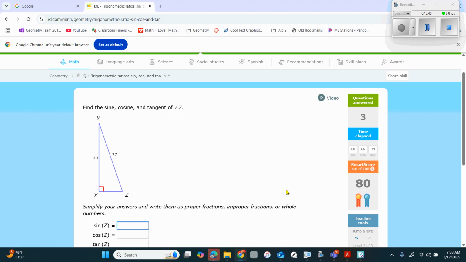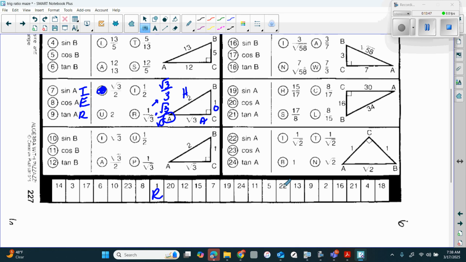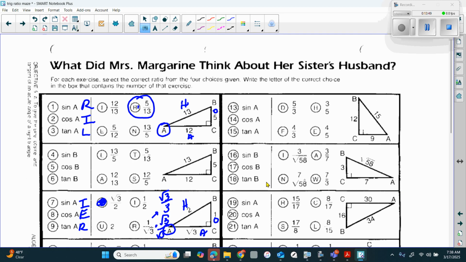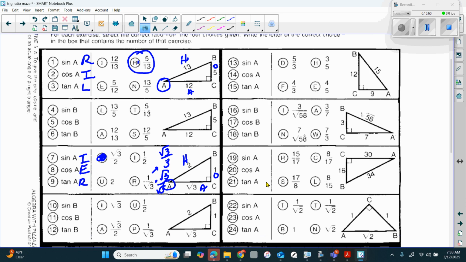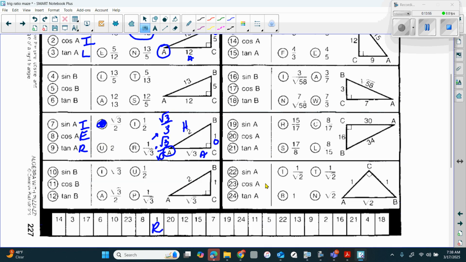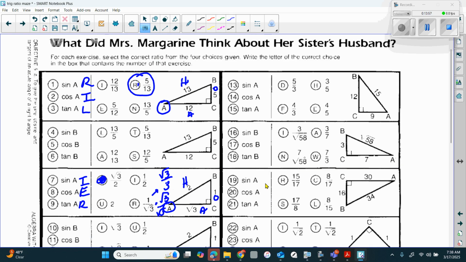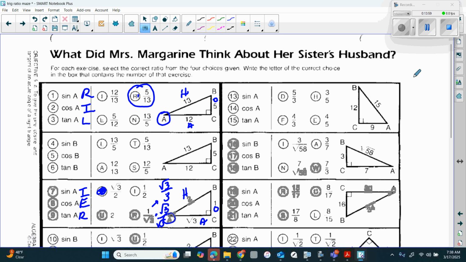So yeah, here's just a little example to help you with the IXL and with your homework. This worksheet, make sure you turn in. Again, it will be a separate grade, and hopefully I'll be back tomorrow. Hopefully. All right. Thank you.